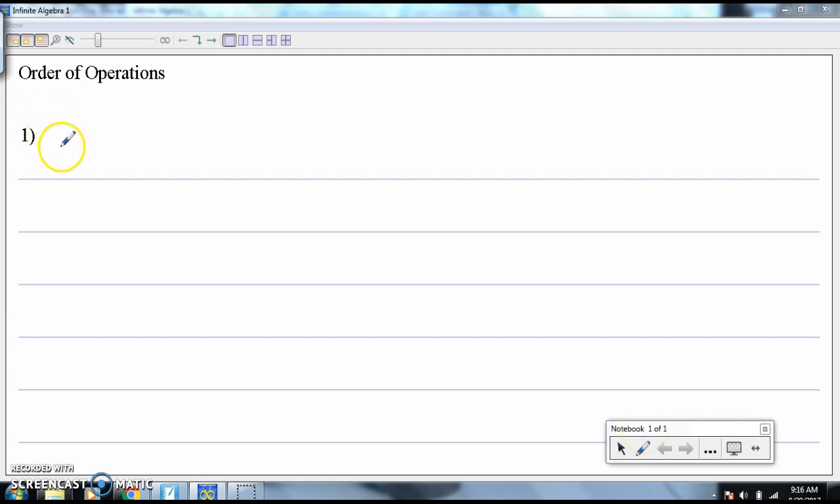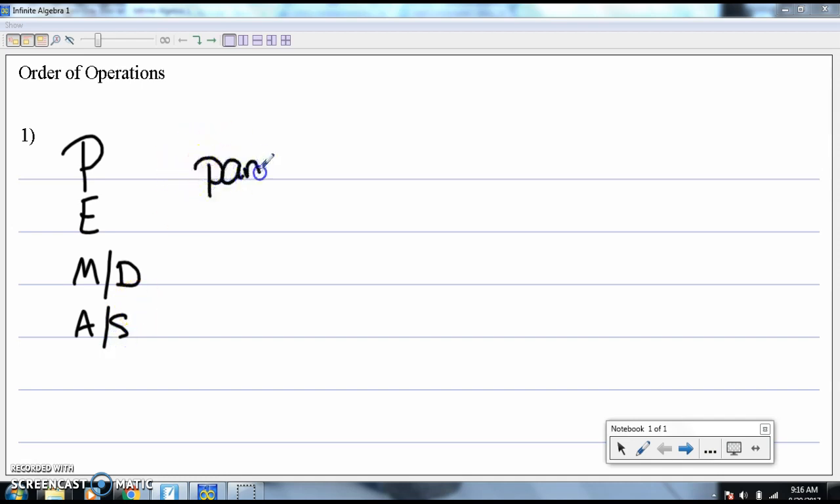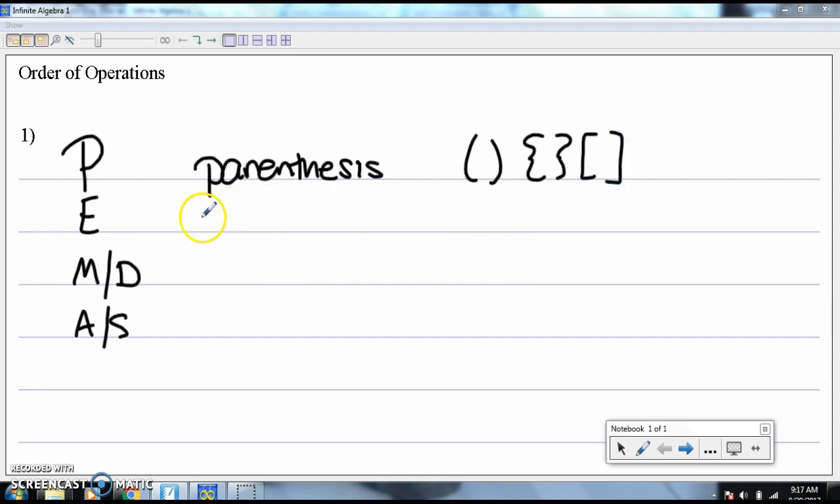So before we do that, just to review the order of operations, we remember order of operations using PEMDAS, okay? And I typically write mine with my M and D on the same line, and my A and S on the same line. Remember that P stands for parentheses. Okay, so that would be your regular parentheses, that would be your curly braces, or your square brackets. Okay, E stands for exponents.